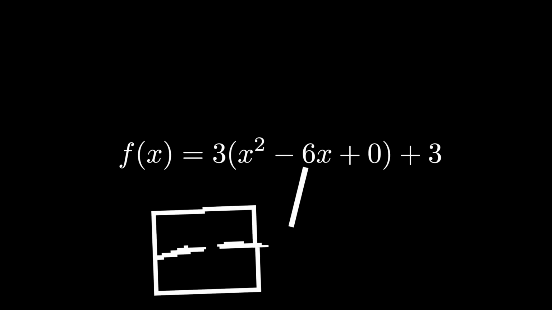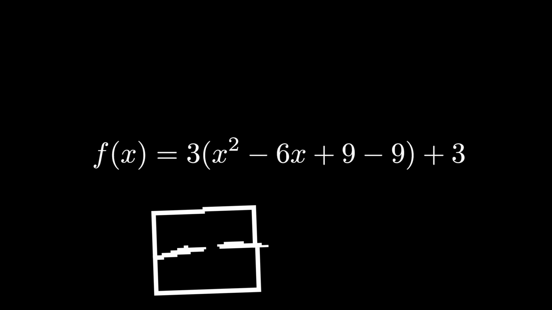Let's find it by dividing this number by 2, then squaring it. What gives us 9? It seems a bit random right now, but I'll explain why later. We move the negative 9 to the outside. It becomes negative 27, because this 3 says there's 3 of everything on the inside of this bracket. 3 negative 9s means negative 9 times 3 is negative 27.